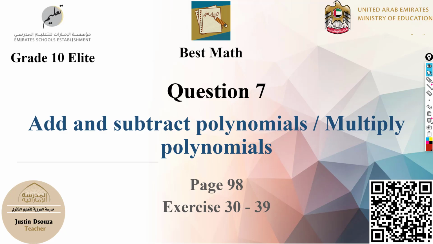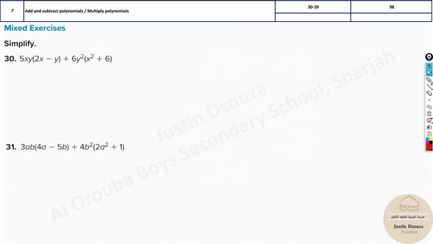We move on to question number 7, and it is another easy question. It is to add and subtract polynomials or to multiply polynomials. Here we have to simplify. If you look at this question, you can see there are brackets, there's plus, there's minus, everything is included in this. All you need to do is use the distributive property and simplification.